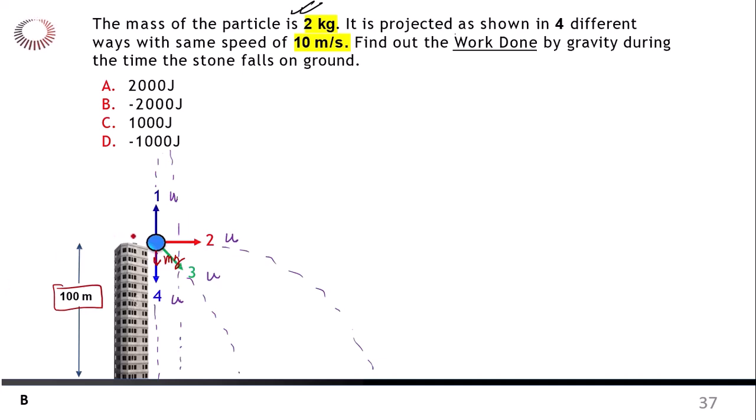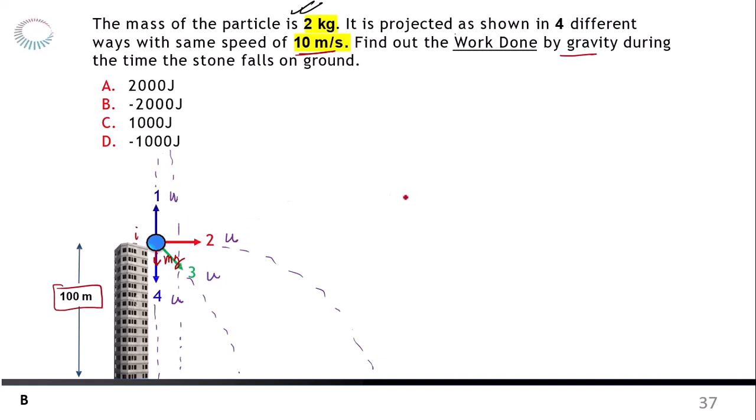Why? Because the initial point is this one, the final point is that one. Whatever the value of E, that is immaterial, because I want to calculate the work done by gravity. So once the particle reaches the ground, the displacement is how much? 100 meter.